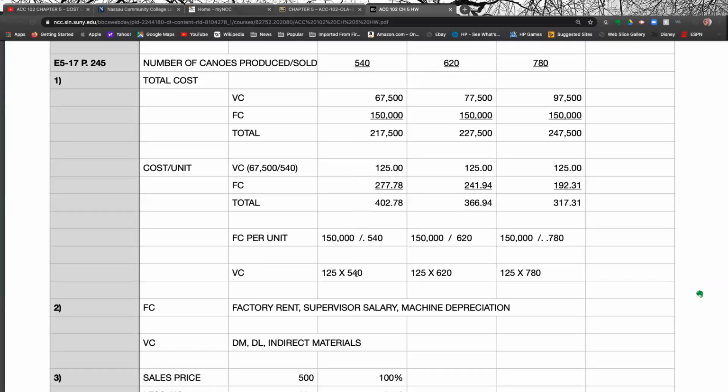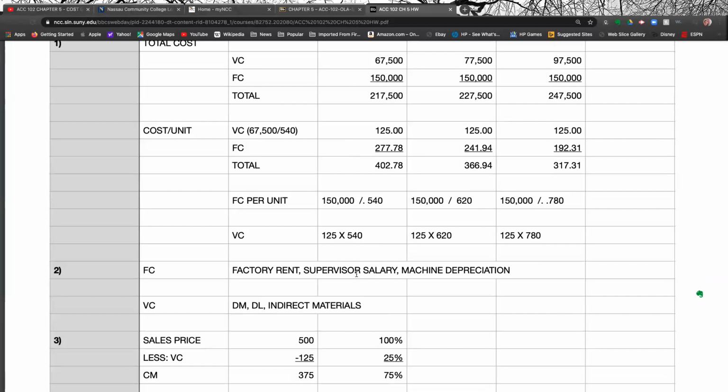Part 2 to the question, identify 3 costs that would be fixed and 3 costs that would be variable. For fixed cost, I said factory rent, supervisor's salary, machine depreciation. For variable costs, direct materials, direct labor, indirect materials, right? I guess you could also say indirect labor.